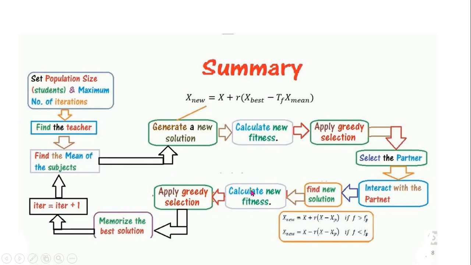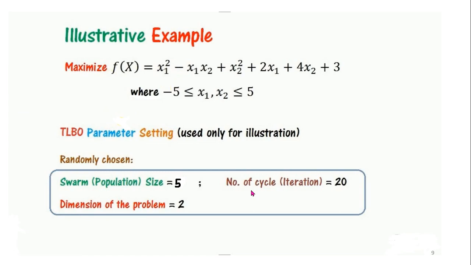So now I will discuss this elaborately with a numerical example. This is a maximization problem. F of x equals x1 squared minus x1 x2 plus x2 squared plus 2x1 plus 4x2 plus 3, and the domain is minus 5 is less than or equal to x1, x2 is less than or equal to 5. The TLBO parameter setting is used only for illustration, so this value will be randomly chosen. Say the population size is 5, the number of iterations is 20, and the dimension of this problem will be 2 because there are two variables, x1 and x2.